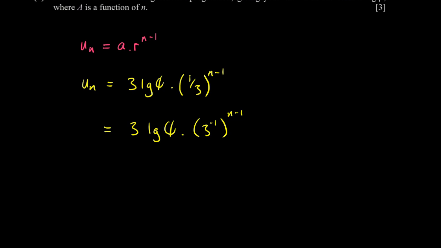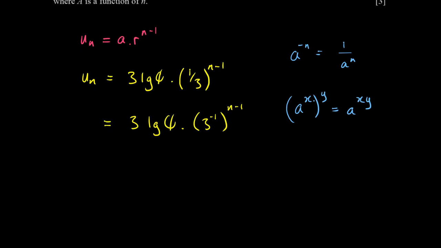Right? So I'm using some indices rules here. If I've got a to the power of -n, then that is equal to 1 upon a to the n. And the next indices rule I'm going to use is if I've got a to the power x, to the power y, that's equal to a to the power of x times by y. So I multiply out those powers.